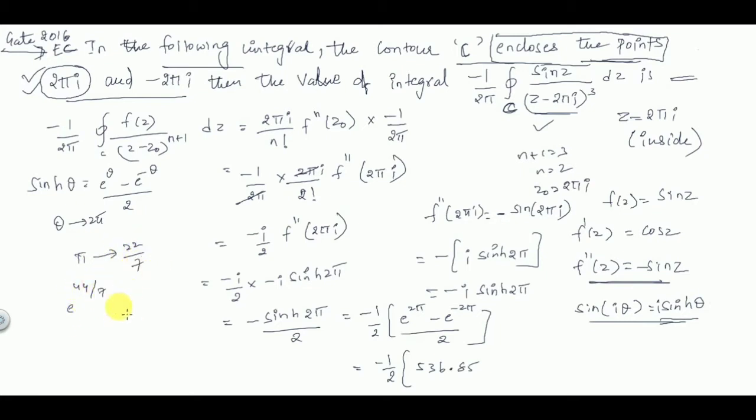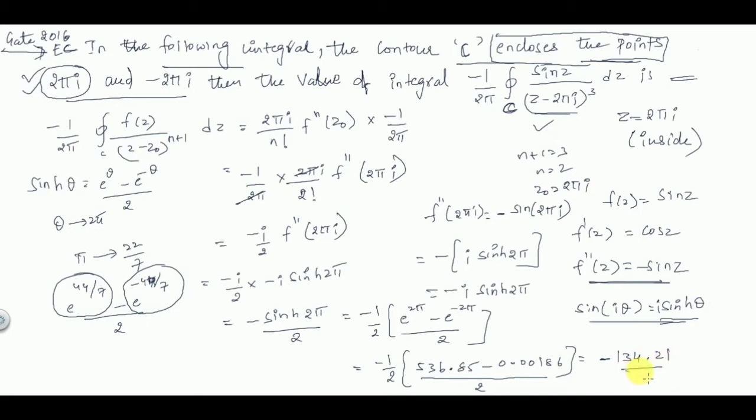So e power 44 by 7 minus e power minus 44 by 7 divided by 2 you have to take. e power 44 by 7 you will get as 536.85, minus this will be 0.00186. If you find this value, e power minus 44 by 7 will be like this, divided by 2. So you will get around minus 134.21. That is the answer here, minus 134.21.